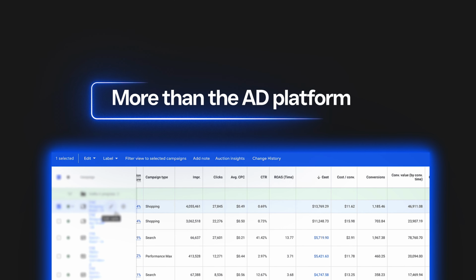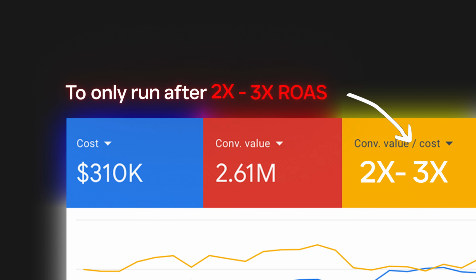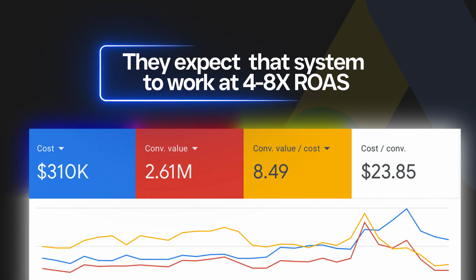So the general kind of feeling every single one of these brand owners generally has is the ad platform sucks. But what they fail to realize is that more than the ad platform, it has to do with the systems you run and the strategies you run. Because what most brands do is they run a strategy, they run a system which is designed to only run after a 2x ROAS or a 3x ROAS, and they expect that system to work at a 4, 5, 6x ROAS. Because there's a misalignment of a variety of different things, which we'll cover in this video, it just doesn't make any sense, and there's no incentive for the platform itself to go after a higher ROAS because it's not built with that foundation in mind.